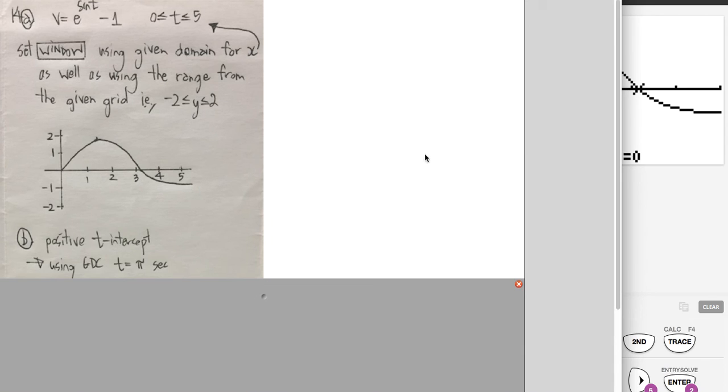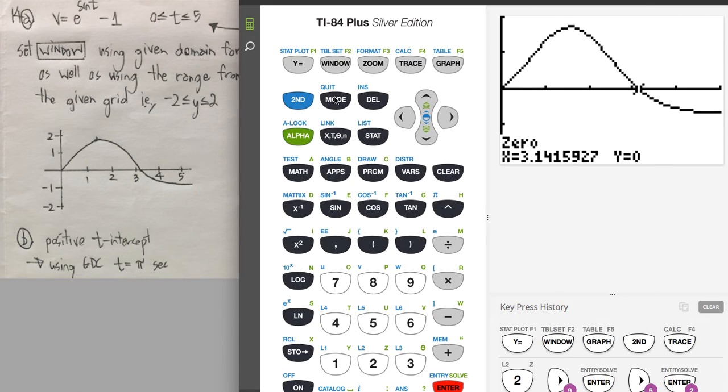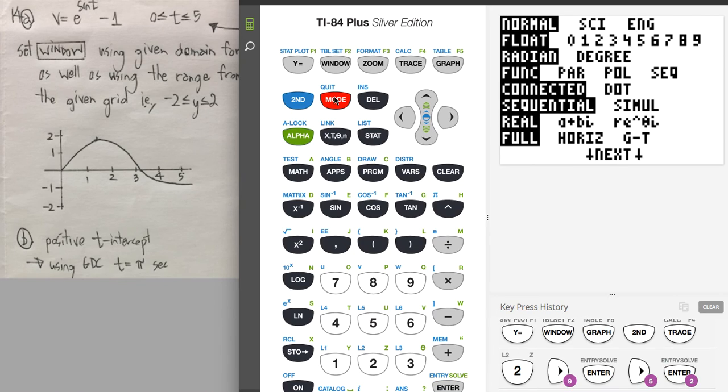Please note that you need to be in radians in your mode for trig functions. In this case we have sine in the exponent, so we definitely need to ensure that we're in radian mode. Otherwise your function will look a little bizarre or peculiar, and if that happens on an exam, you want to go back and adjust your mode.